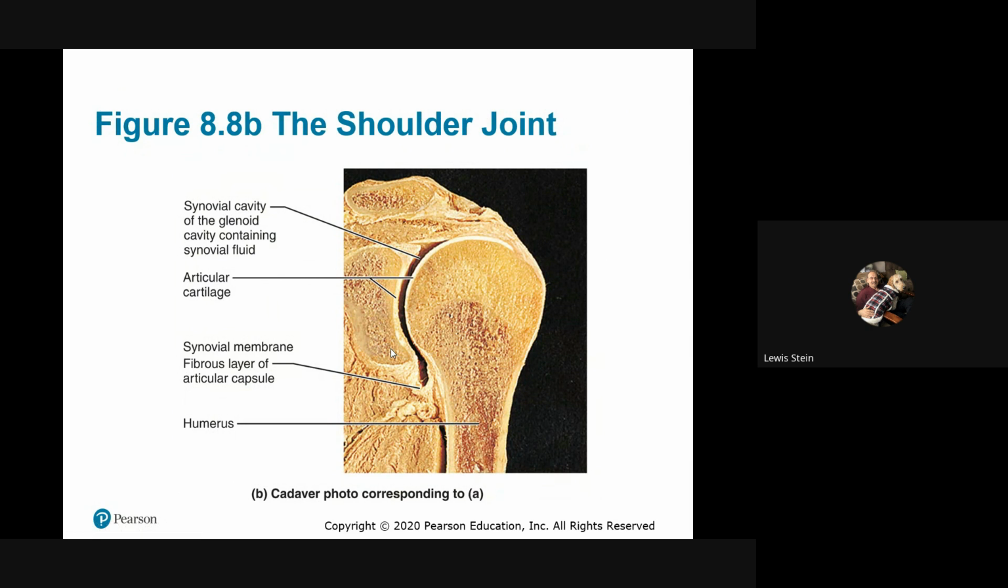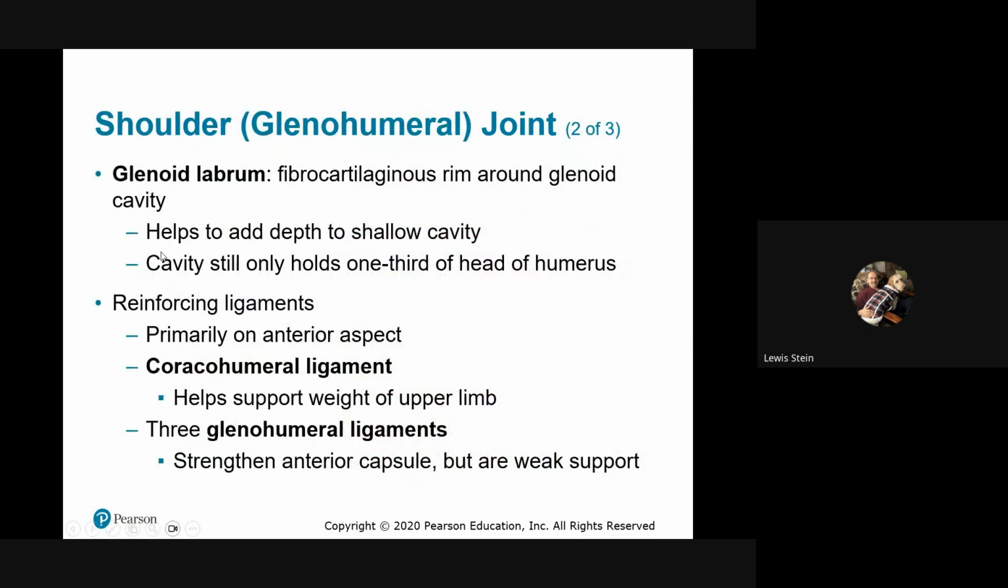If your mom said, show me a socket, that's not what you would show. So the labrum, named for the anatomical structure of the glenoid, is a fibrocartilaginous rim around the cavity that adds depth. So it's still barely a third of the head of the humerus. Not a lot. And there are a lot of ligaments there.